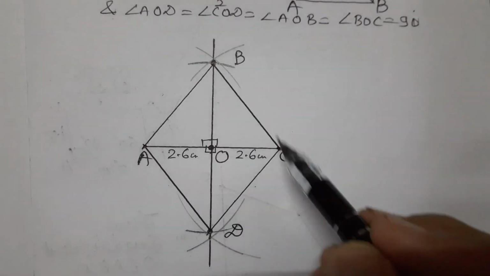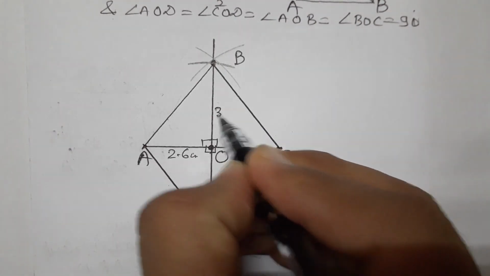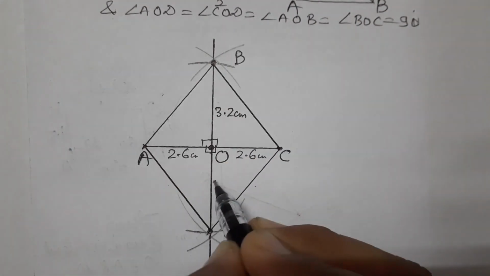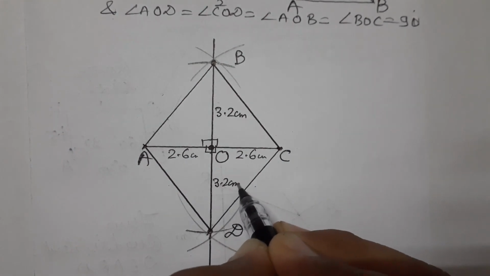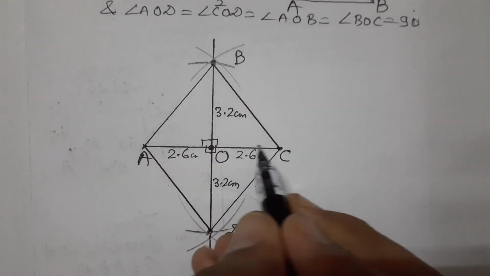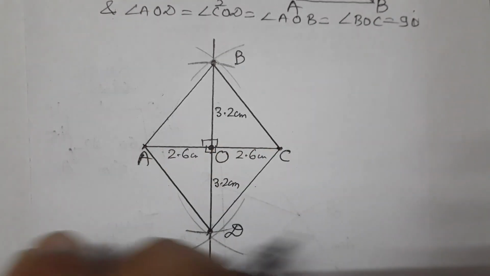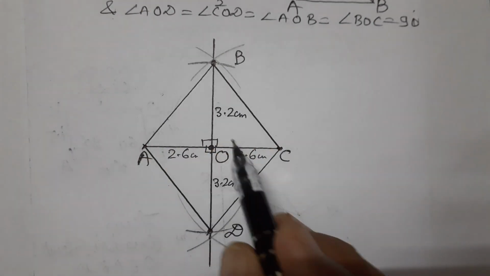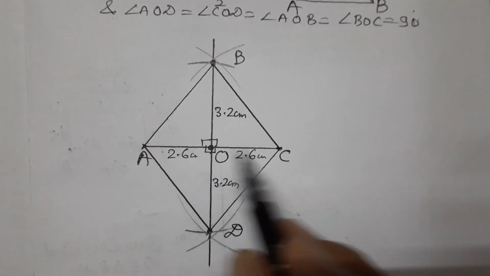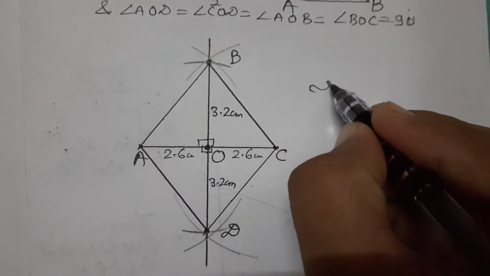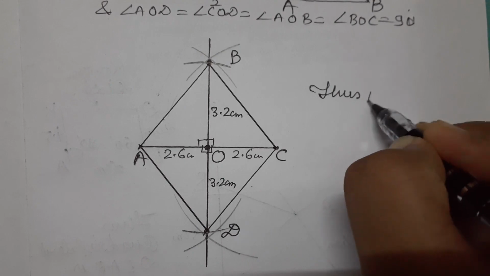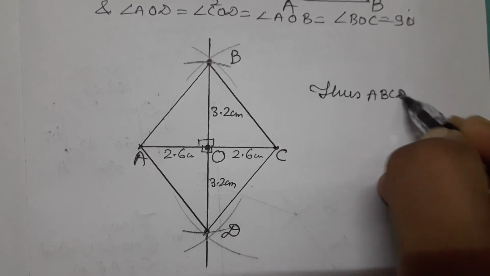This is our rhombus ABCD, and this is a 3.2 centimeter arc radius. This is also a 3.2 centimeter arc radius, and you can measure this also. OA equals OC is 5.2 in total sum, and individually it is 2.6 because they bisect each other at 90 degrees. And see, this is 90 degrees only, perpendicular only. So we'll write thus: ABCD is the required rhombus.